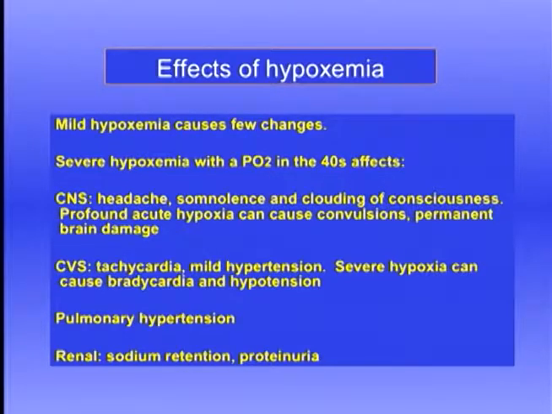However, when the hypoxemia becomes severe, then there are a number of effects, particularly on the central nervous system. For example, you can get headache, sleepiness, somnolence, and clouding of consciousness. If you go further with an acute severe hypoxia, then there may be convulsions and there may be permanent brain damage. In fact, we've already mentioned, I think, the example of someone who falls into a swimming pool, is pulled out, say 10 minutes later, is revived, but the central nervous system never returns to its normal level.